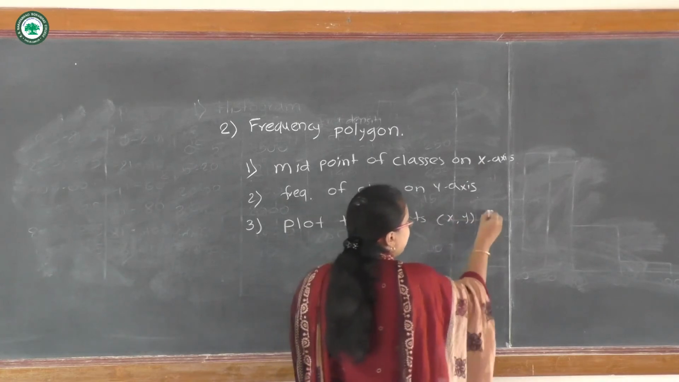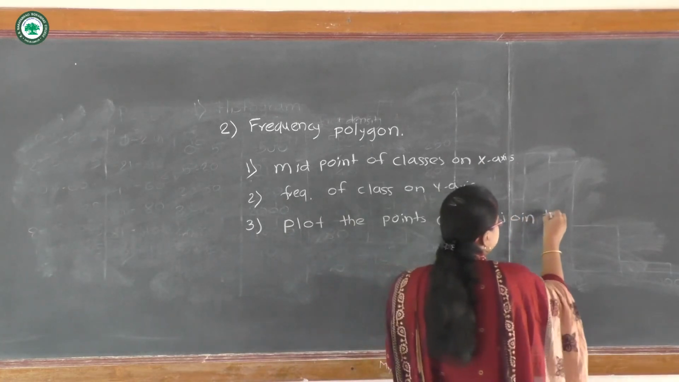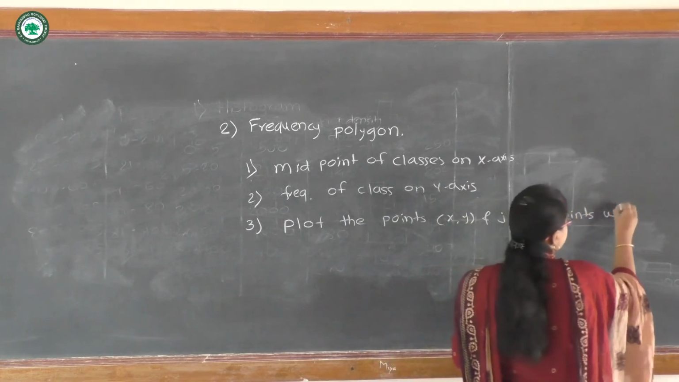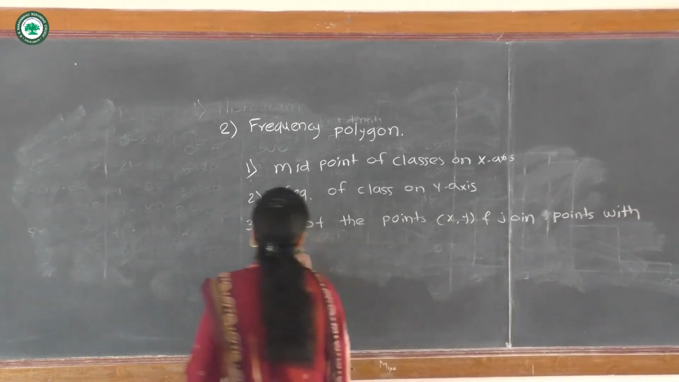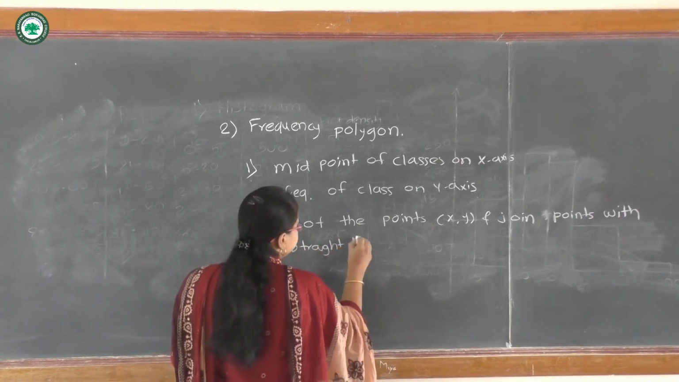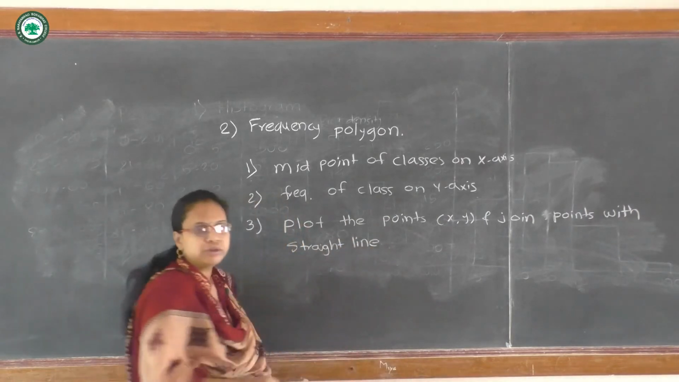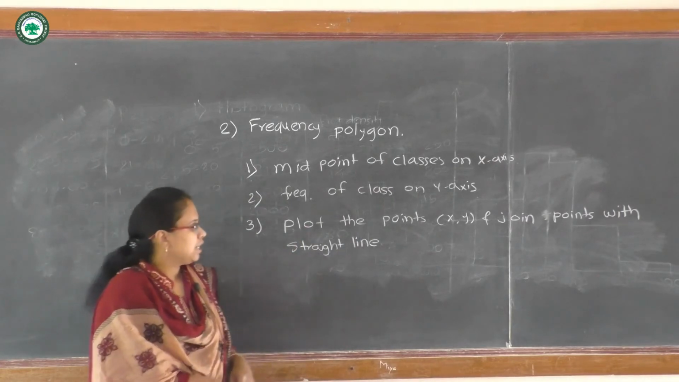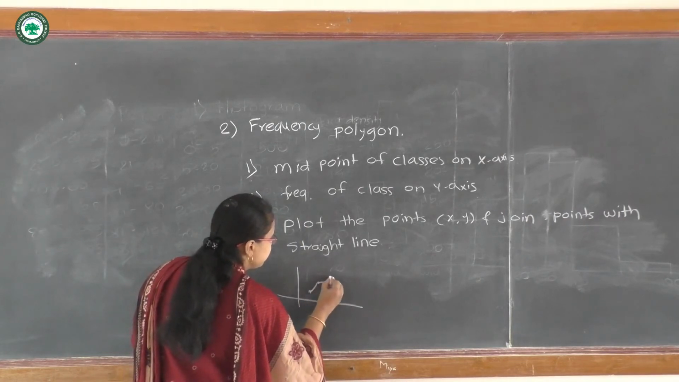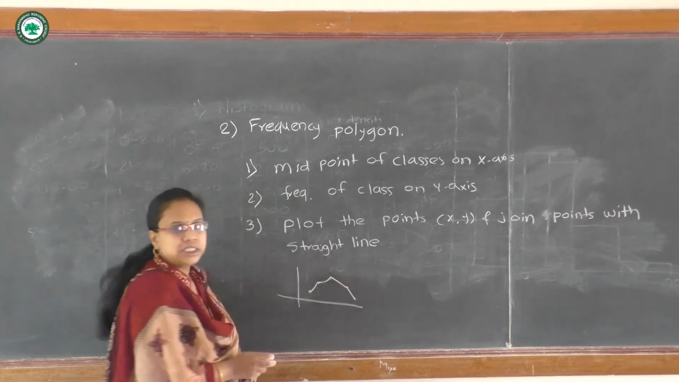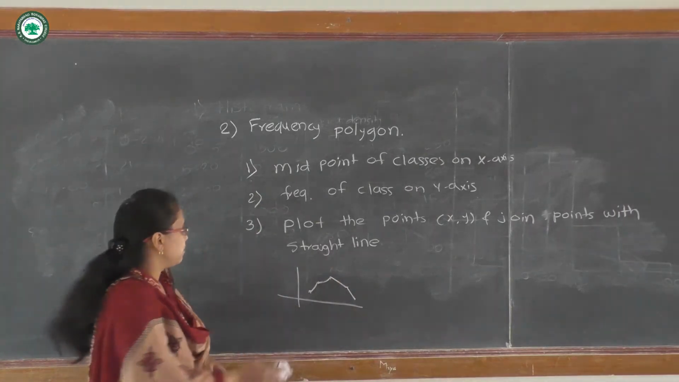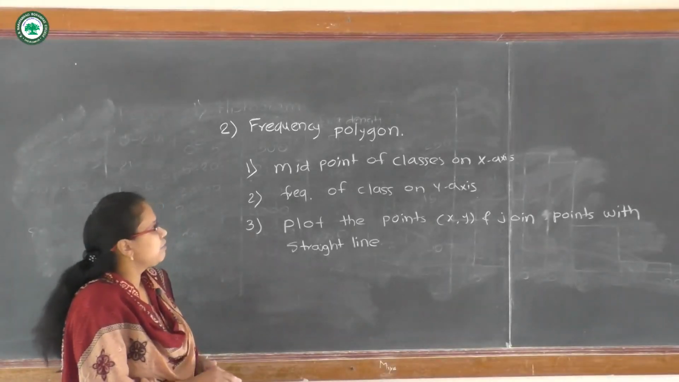X, Y, and so we have to join these points with a straight line. So roughly the frequency polygon will look like this. So these are the straight lines. So this is the idea of how the frequency polygon will look. So this is the method to draw a frequency polygon.